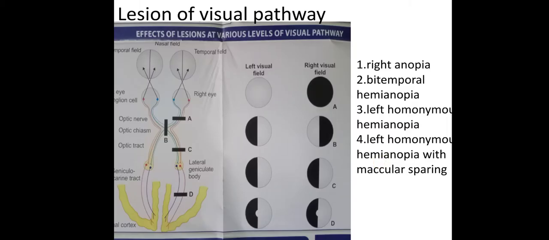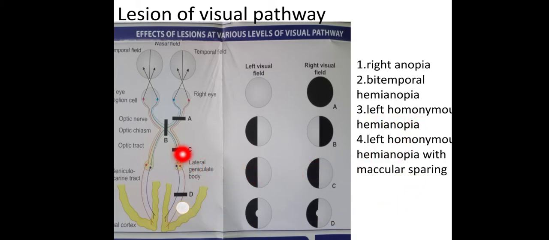Now, coming to the lesions of the visual pathway. If there is any lesion at the level of A, it will lead to right anopia, because in this case the right optic nerve is injured or damaged. While at the level of B, as B contains the decussated nasal hemiretinal fibers, any damage at the level of B will cause bitemporal hemianopia, because decussated nasal hemiretinal fibers are projecting the temporal field of both of the eyes. So it will lead to bitemporal hemianopia.